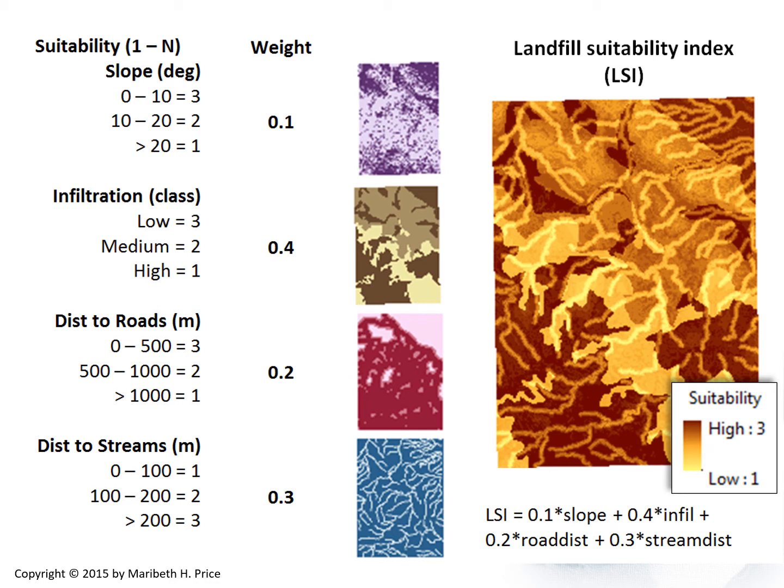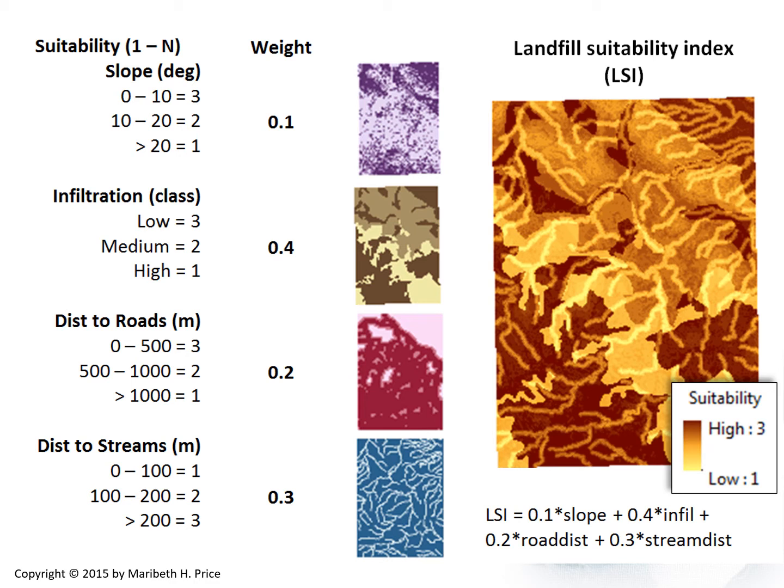All right, so the way this would have worked is you would have taken your slope layer, for example, and you would have classified it into these 3 categories. You would take your infiltration and classify it into those categories, which actually would have already probably been in that. You can look at the distance to road, and you would have classified it in those.